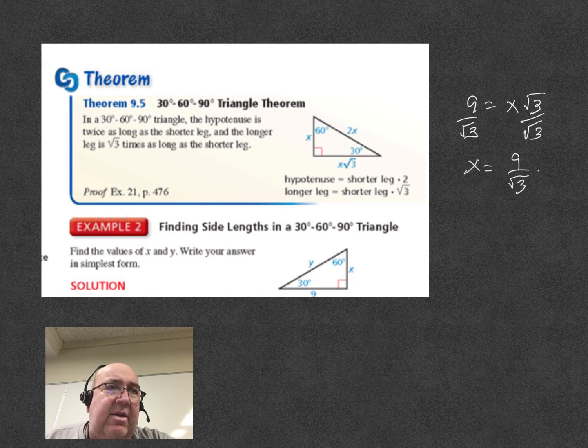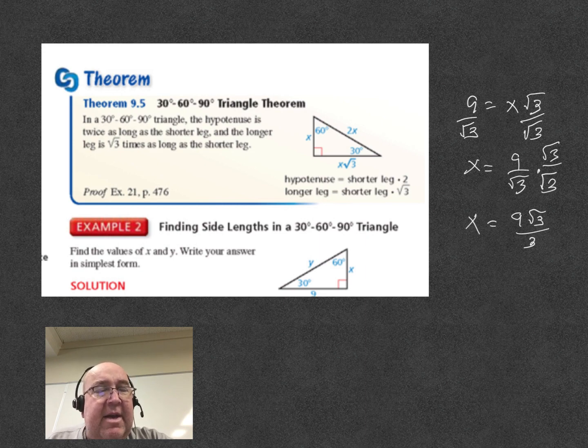One thing you learn in algebra is you don't want to leave a radical in the denominator, so we do what is called rationalizing the denominator. We're just going to multiply by square root 3's, and we're going to get x is equal to 9 square root 3 over 3. And then I can divide the 9 by 3, and I get x is equal to 3 square root 3. Now that's the size of our shorter leg.